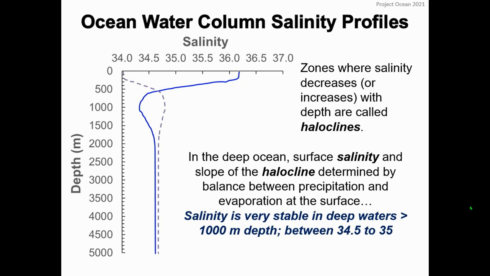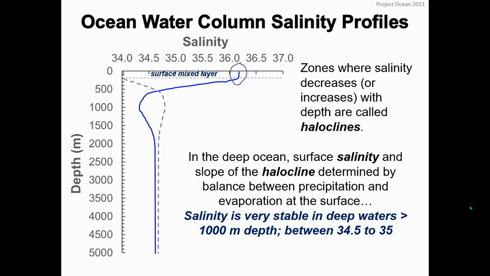Now in the deep ocean, surface salinity and the slope of the halocline is determined by a balance between precipitation and evaporation at the surface. Let's start at the surface. So you see right here in the upper 200 meters of an ocean water column is an area we call the surface mix layer. The surface mix layer is a zone that's continuously mixed by wind and wave action at the surface. Now the 200 meter cutoff is an average depth for the surface mix layer in the ocean. Sometimes it could be a little deeper, sometimes it could be a little shallower. It's characterized by relatively uniform properties of seawater within that layer because it's continuously mixed.